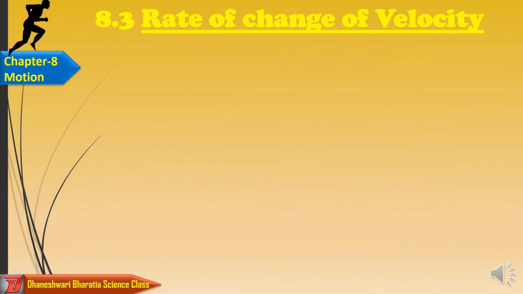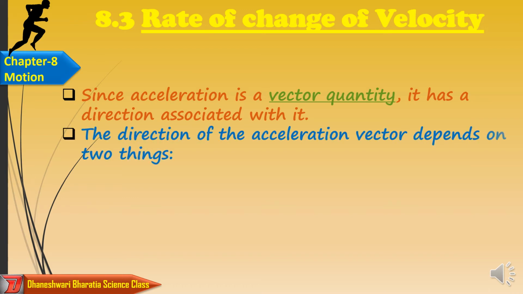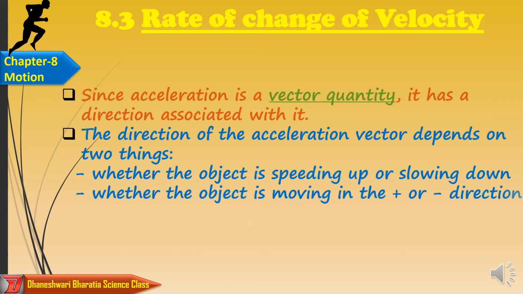next we have, since acceleration is a vector quantity, as we have discussed, it has a direction associated with it, and the direction of the acceleration vector depends on two things: whether the object is speeding up or slowing down, and whether the object is moving in the positive or negative direction. You have to remember these 2 points as well.